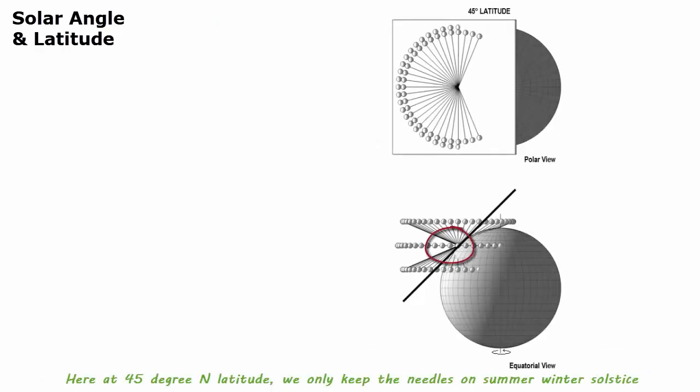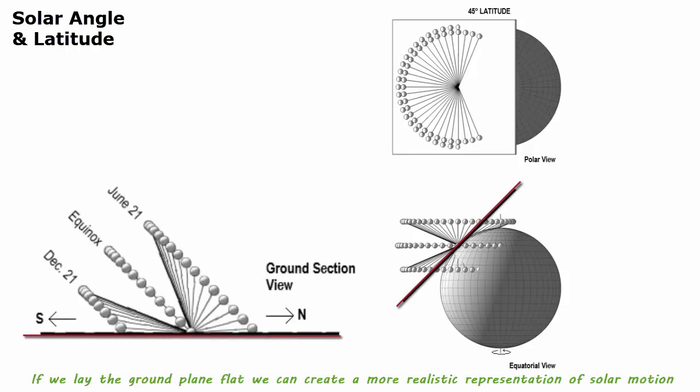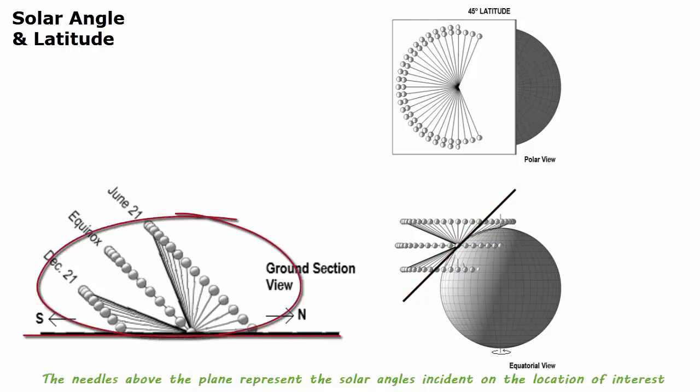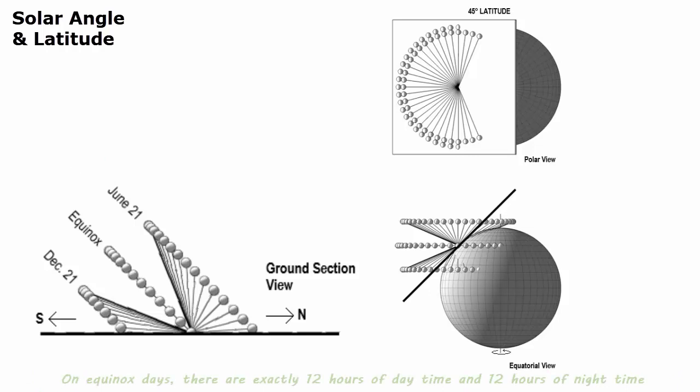Here at 45° north latitude, we only keep the needles on summer and winter solstice and equinox days for simplicity. We then add a ground plane. If we lay the ground plane flat, we can create a more realistic representation of solar motion. The needles above the ground plane represent the solar angles incident on the location of interest. Again, there are more than 12 hours of daytime and less than 12 hours of nighttime on June 21st. On equinox days, there are exactly 12 hours of daytime and 12 hours of nighttime. On winter solstice, December 21st, the daytime is shorter than nighttime.